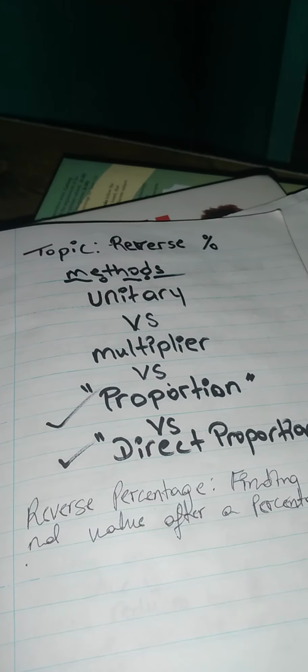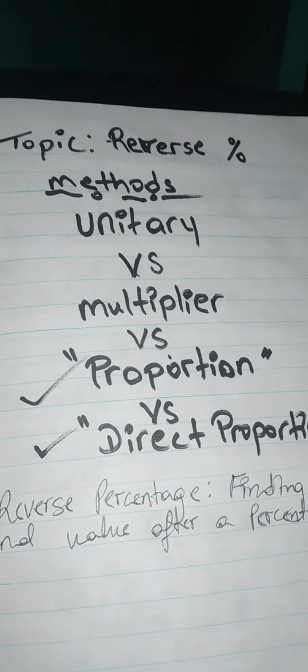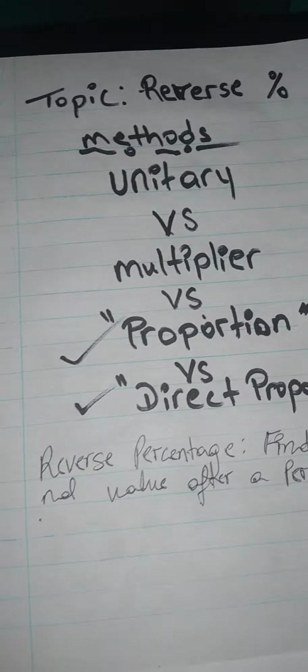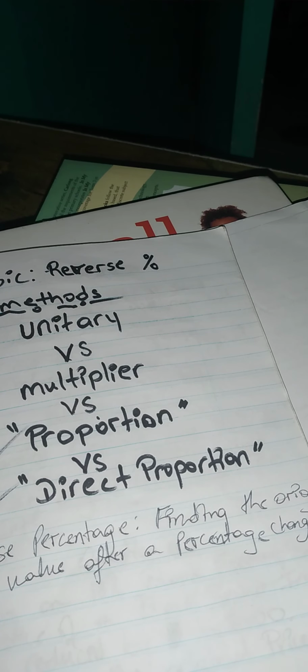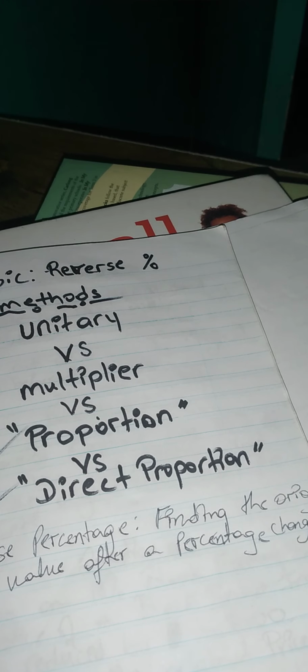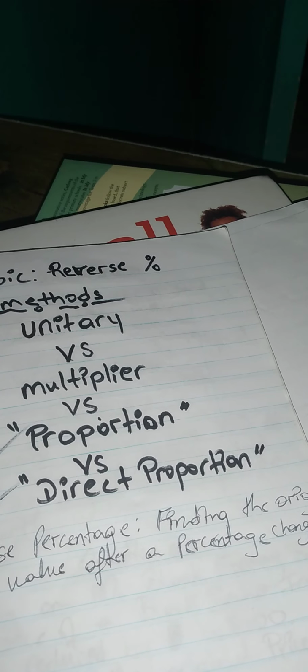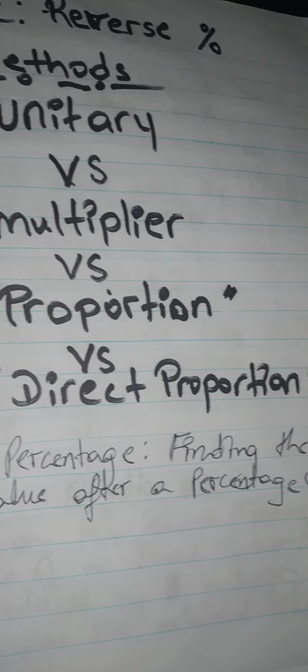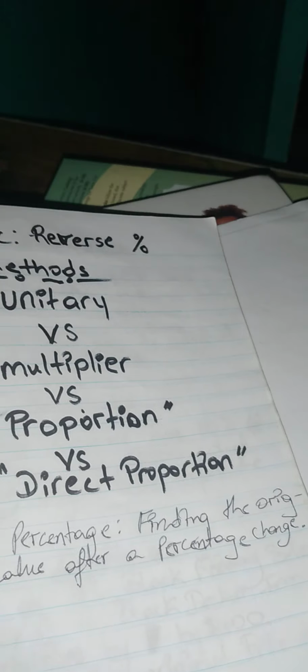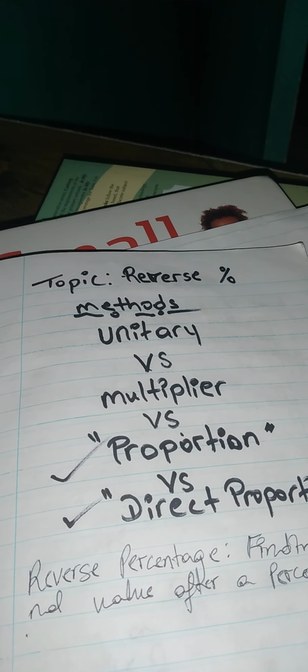First and foremost, what exactly is reverse percentage? Reverse percentage is finding the original value after a percentage change. That is, what is the original cost before there was a decrease or before there was an increase of a sale item. What is the original cost before the increase or the decrease? That is the percentage change. All right, moving on.